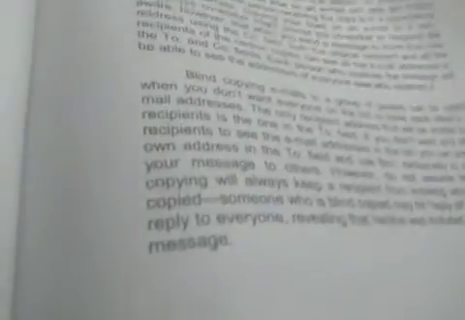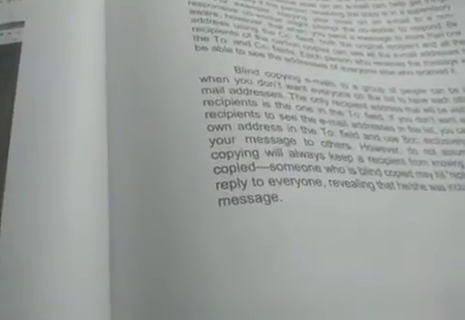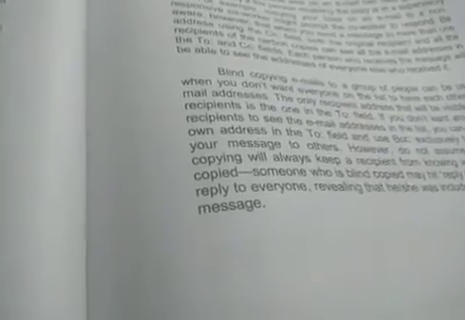Blind copying emails to a group of people can be useful when you don't want everyone on the list to have each other's email addresses. The only recipient address that will be visible to all recipients is the one in the To field. If you don't want any of the recipients to see the email addresses, you can put your own address in the To field and use BCC exclusively to address your message to others. However, do not assume that blind copying will always keep your recipient from knowing who else was copied. Someone who is blind copied may hit reply all and send a reply to everyone, revealing that he or she was included in the original message.